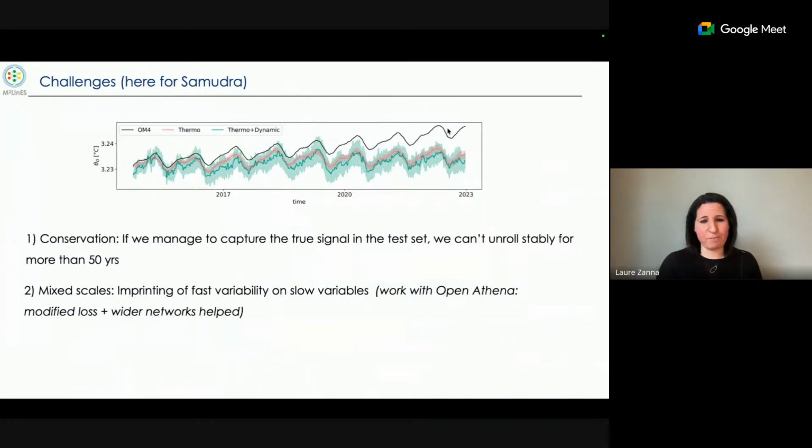The second point is the one that was raised before, the imprinting of the fast variability on the slow variables. That's a lot of the noise that you see in the emulator compared to the original global model. There we've been working again with OpenAthena to modify the loss function and also use wider networks. That has helped on the spatial imprinting, but not for the temporal one. So that's why the separation of scales has been quite useful for us.